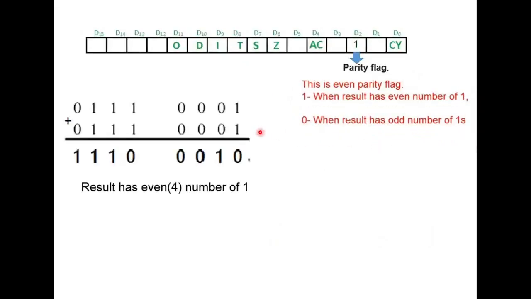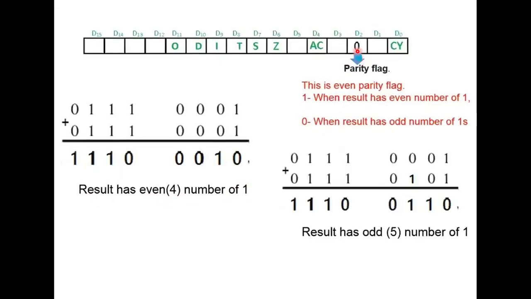So see this, here I have taken two 8-bit data and I performed the addition operation. After adding, how many ones are there in the result? 1, 2, 3, 4 ones are there. So the result has 4 ones. 4 is an even number, so your parity flag is indicating 1.